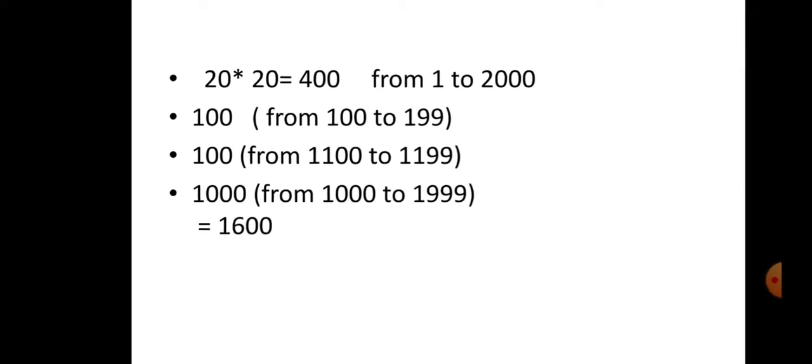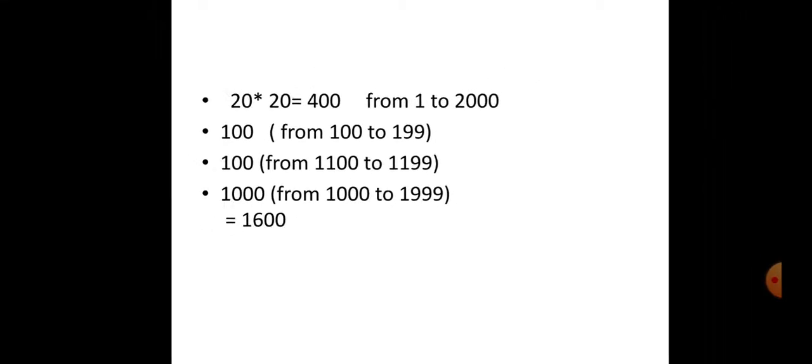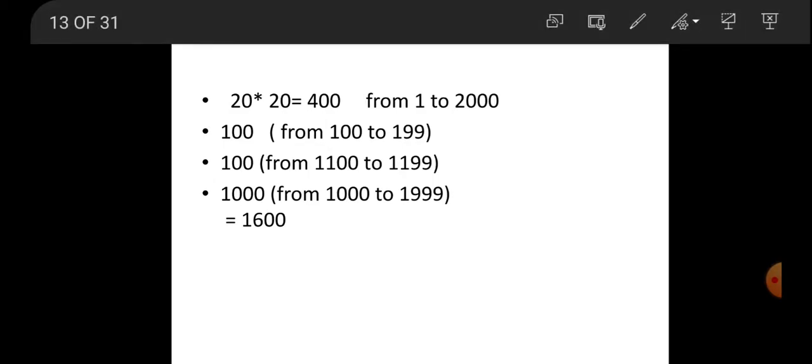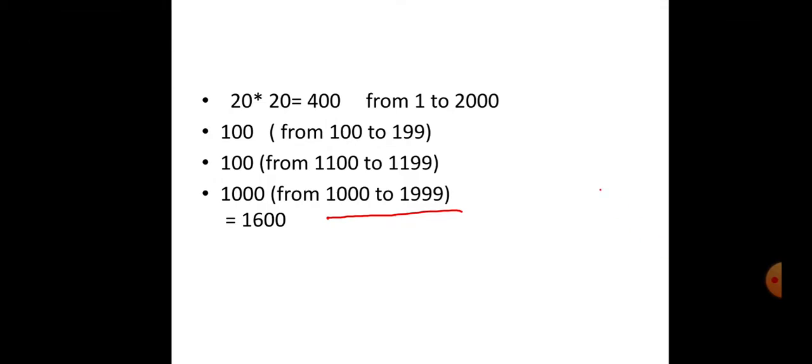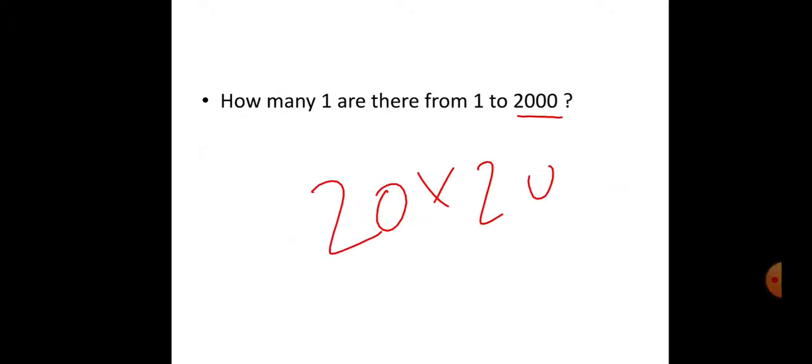From 100 to 199, we have extra 100. Again from 1100 to 1199, we have another extra 100, and from 1000 to 1999, we have 1000 ones, because at the beginning we have to write 1. If we write 1000 to 1099, up to 1999, altogether there are 1601. And we can find the other digits like 2, 3, 4, 5 from 1 to 1000 or 1 to whatever quantity.